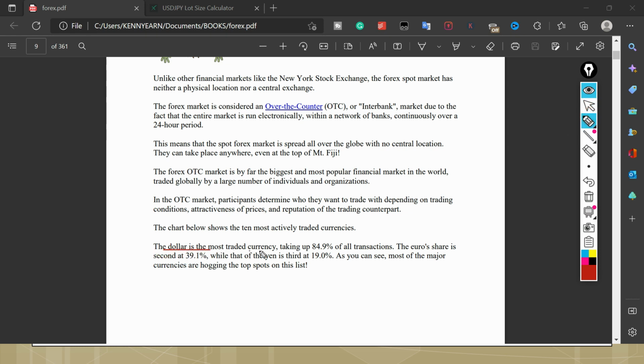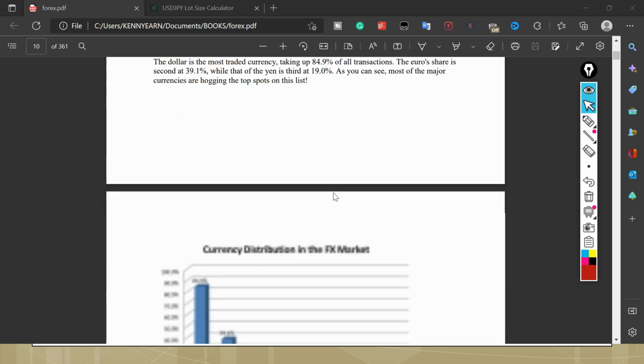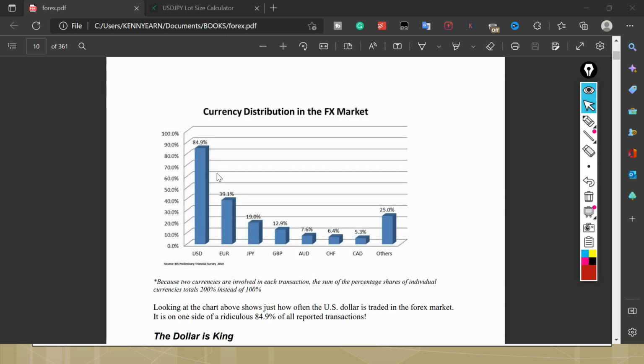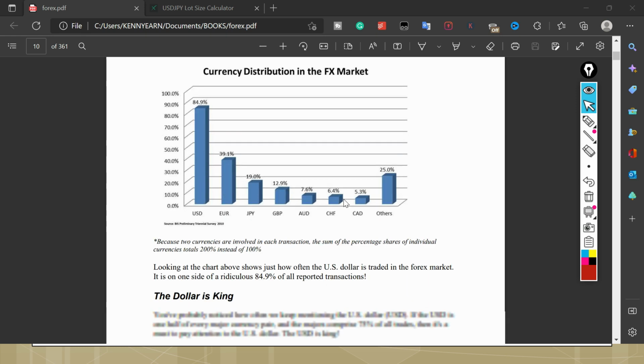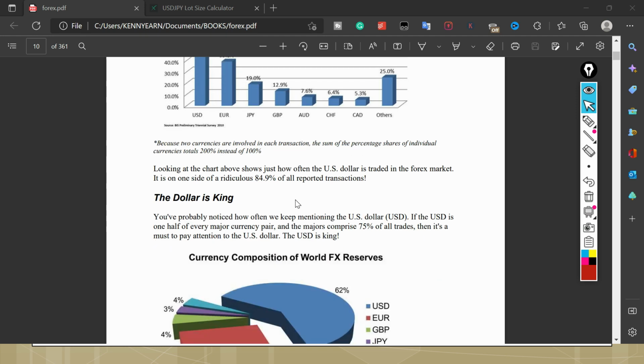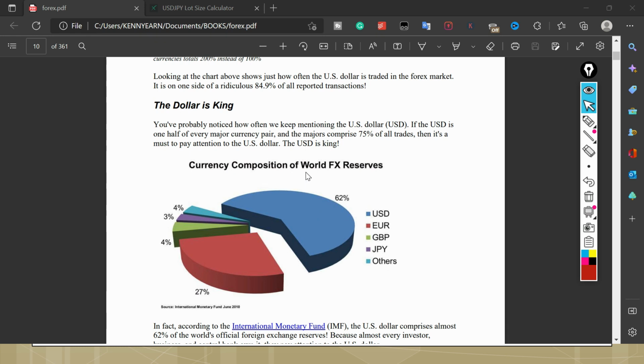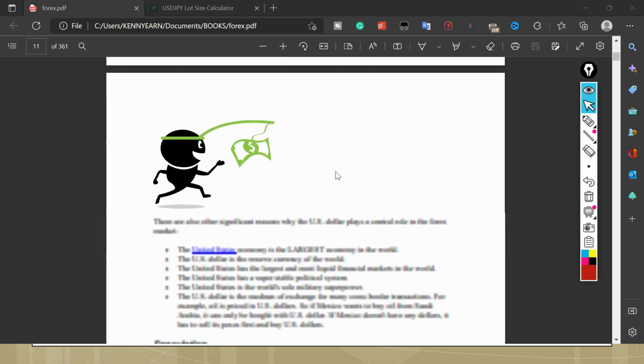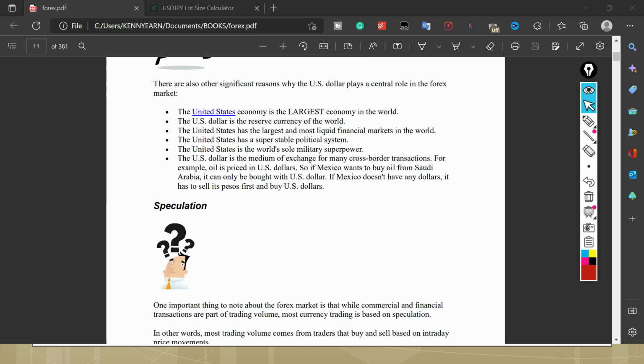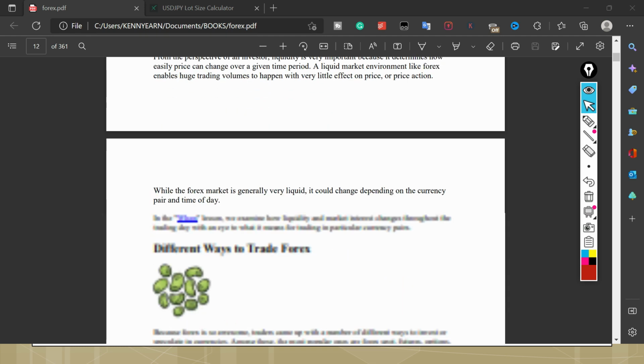I think I made a mistake on the statistics. The dollar is the most traded currency, taking about 84.9% of all transactions. The dollar is the most traded currency in the world. This is the distribution of the FX market. Dollar takes 84.9, euro and like that. So the dollar is the king in this market. That's all you need to know there. And because the United States economy is one of the largest economies in the world, that's why the dollar is the king.